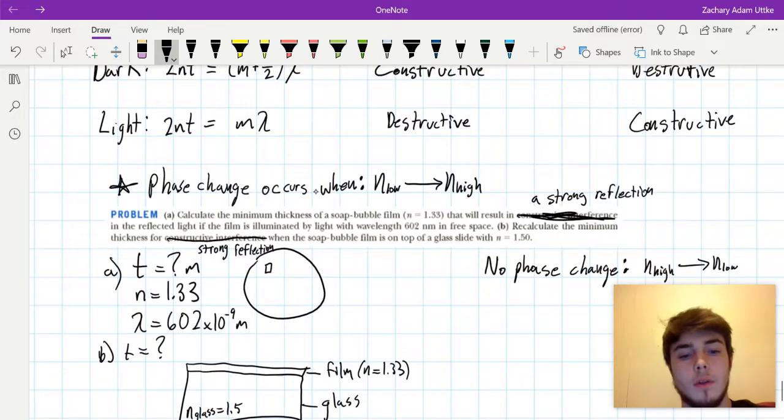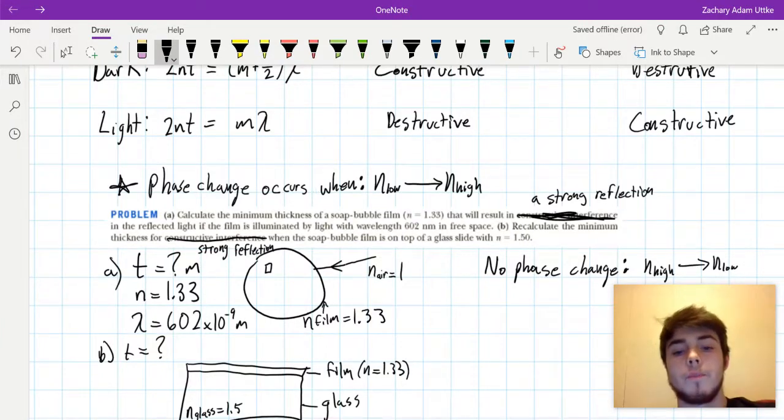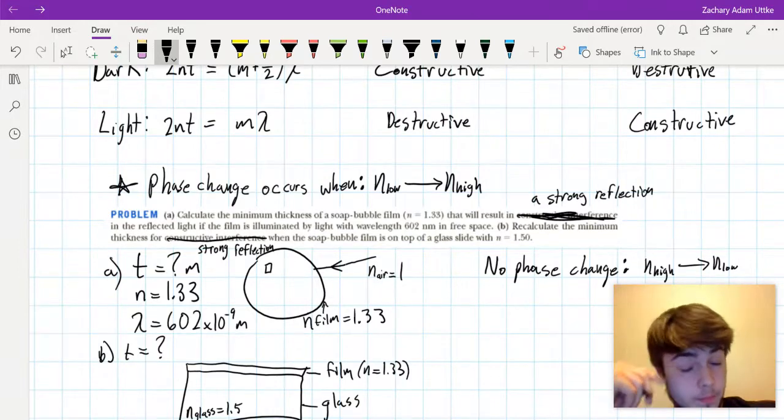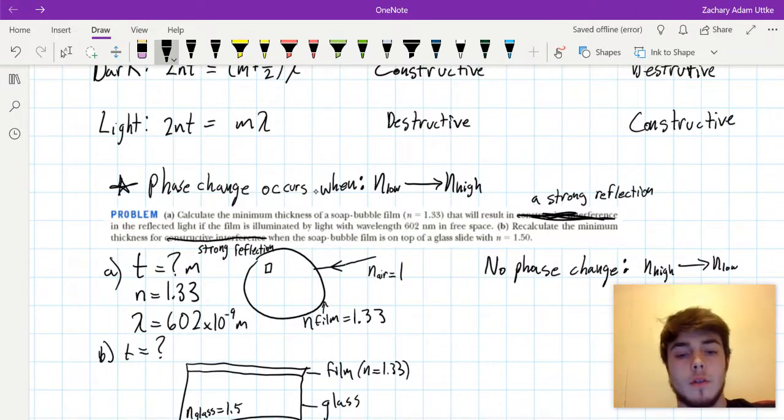So for example, if we have a ray of light coming in like that, and this soap bubble is the thin film, we're going from air, so N equals 1, to N of film, which equals 1.33. So during that transition, when we're going from low to high, there is a phase change.